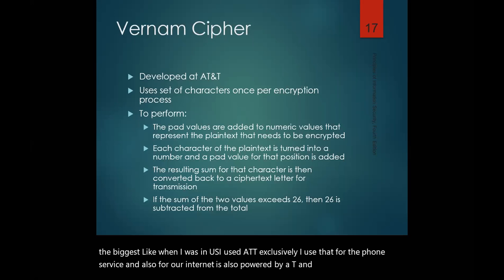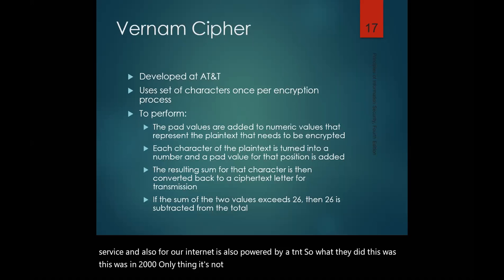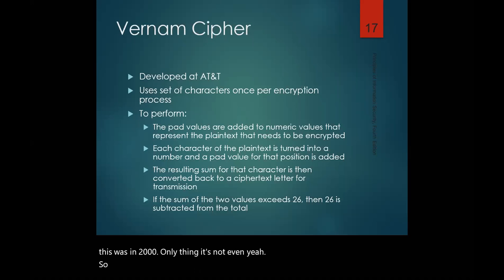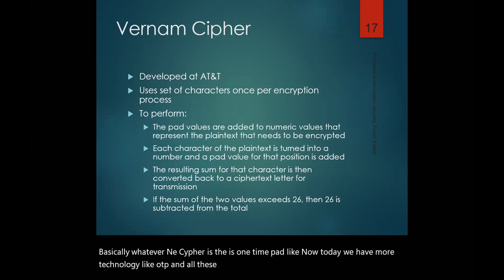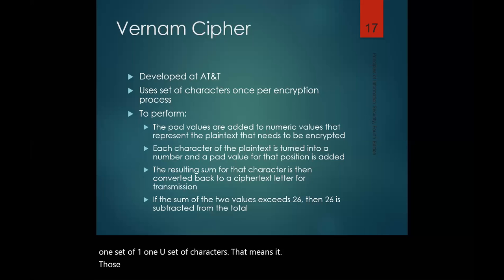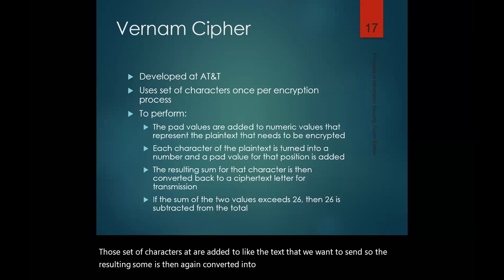So what they did, this was in 2000 only. Basically, a Vernam cipher is a one-time pad. Today we have more technology like OTP, but a Vernam cipher uses a set of characters that are added to the text that we want to send. The resulting sum is then converted back into text. I'll show you with a small example. Let us see.